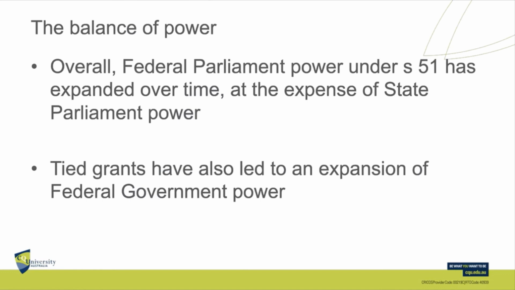This means the Commonwealth, through the issue of these conditional tied grants, can effectively force states to comply with federal government policy if they want to keep their funding. And they can, through this, force states to comply in areas where the federal parliament doesn't actually have any formal power, whether it's exclusive or concurrent. So areas like hospitals, schools, education, that kind of thing.